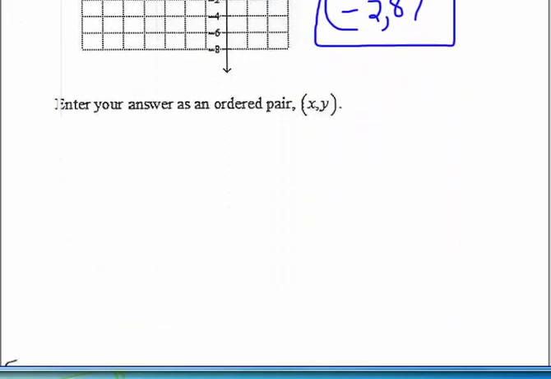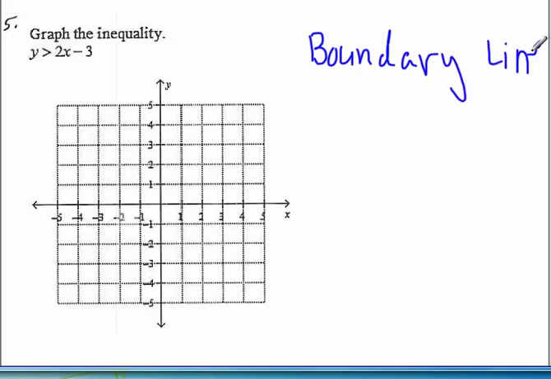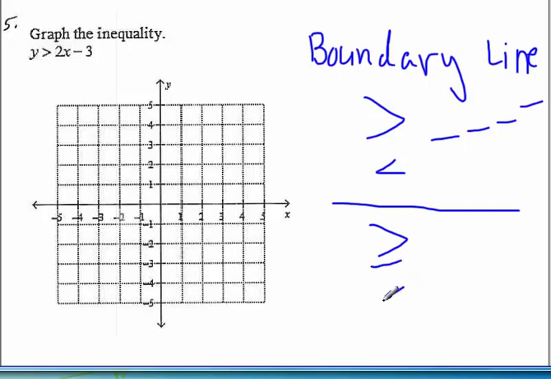Alright, let's try another. We're now going to graph inequalities. In order to graph inequalities, we have to have a real clear understanding about boundary lines. See, we've been graphing lines, but inequalities have an infinite number of solutions on one side of the line. So we need to appropriately draw our boundary line. And this is the difference between boundary lines. If our inequality symbol happens to be greater than or less than, we're going to create a dashed line or dotted line.